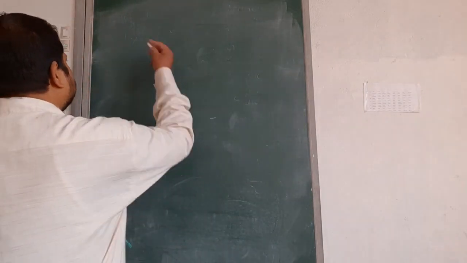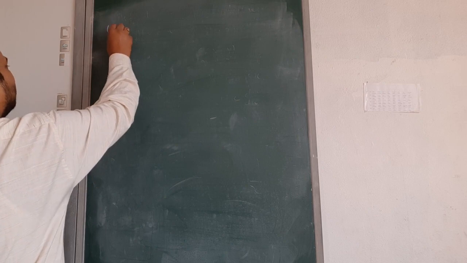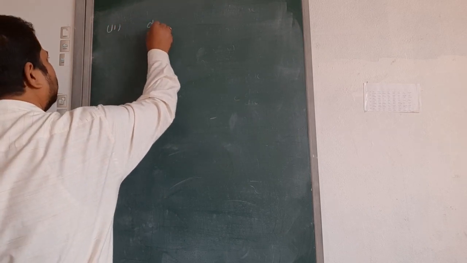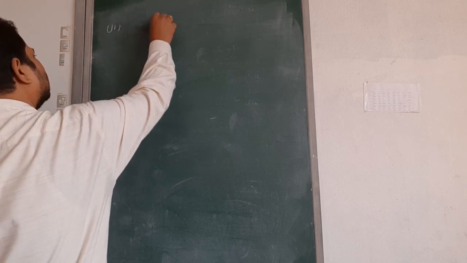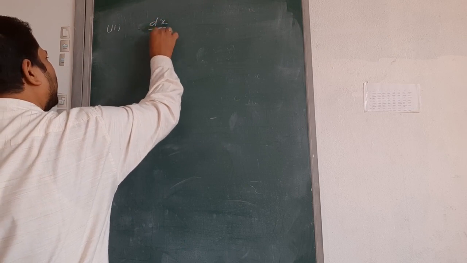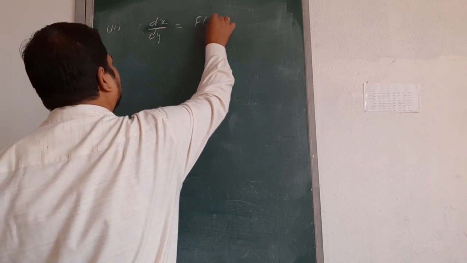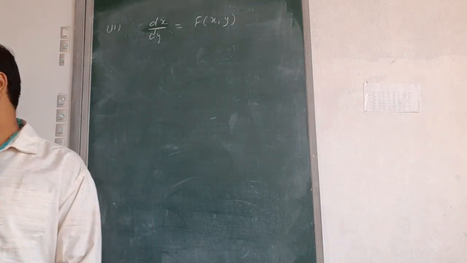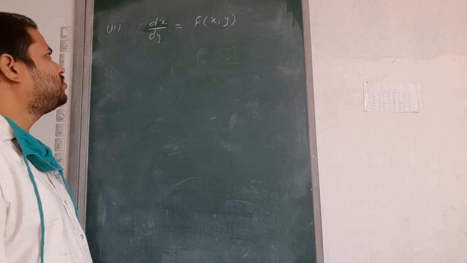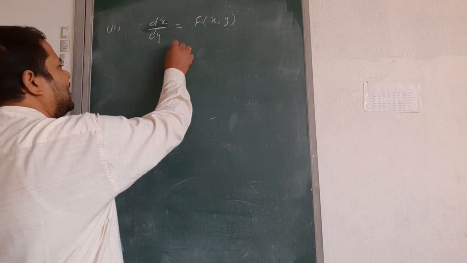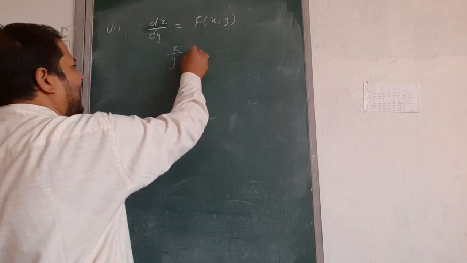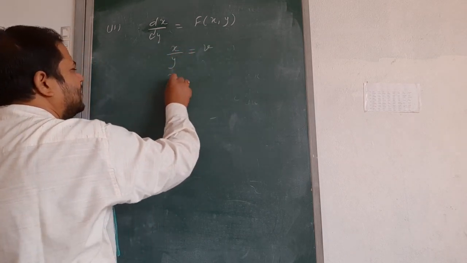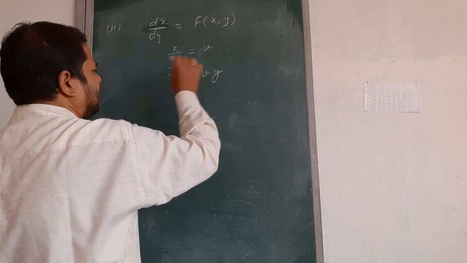Now see, another substitution is also there. That means the second one. Sometimes dx upon dy is equal to f of x upon y. This is of the form dy by dx. Now dx upon dy is equal to f of x upon y. Then at this time we put x upon y is equal to v. So x is equal to vy.